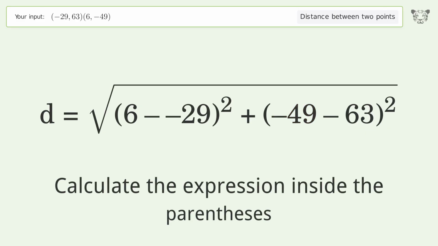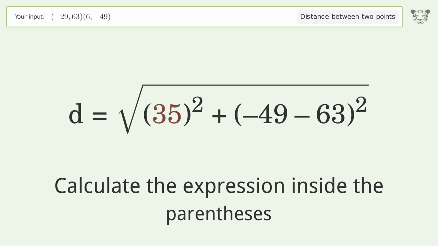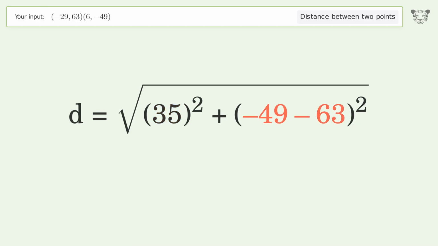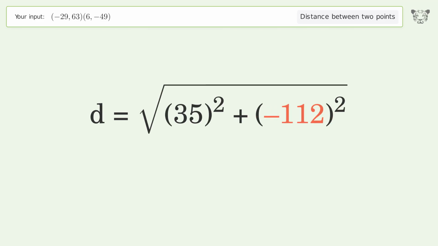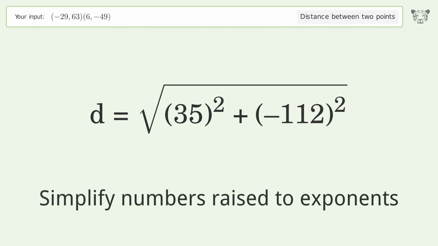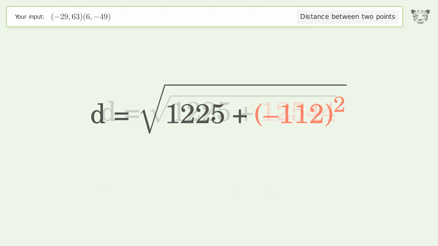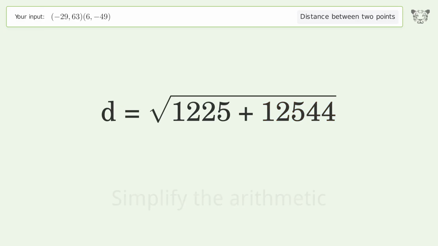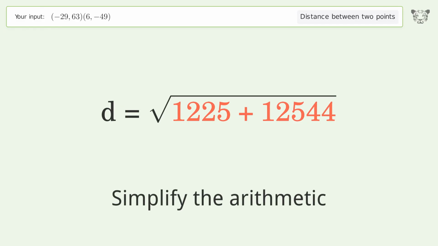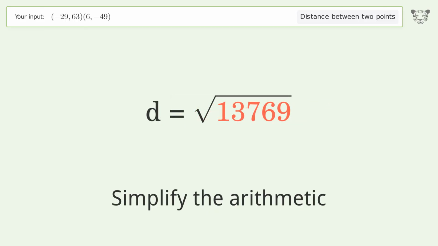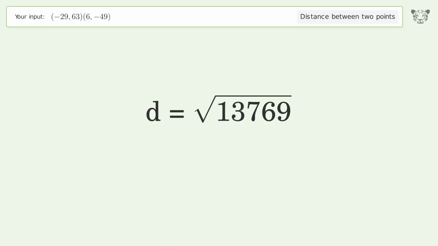Calculate the expression inside the parentheses. Simplify numbers raised to exponents. Simplify the arithmetic. And so the distance between the 2 points is the square root of 13,769 or 117.341.